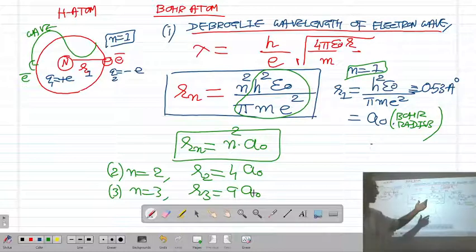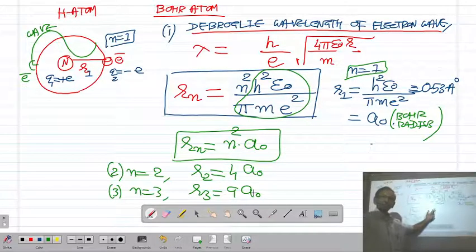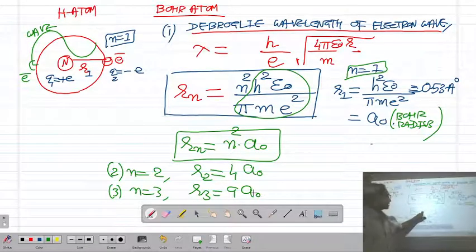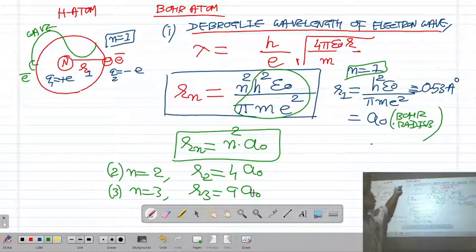Okay. So I have written the radius of the other orbits around the hydrogen nucleus. It is n square times the Bohr radius A0. What is A0? It is the radius of the innermost, smallest, or ground state orbit, n equal to 1, around the hydrogen nucleus. So this is the end of the Bohr atom.